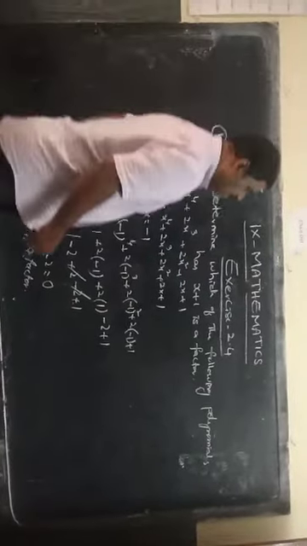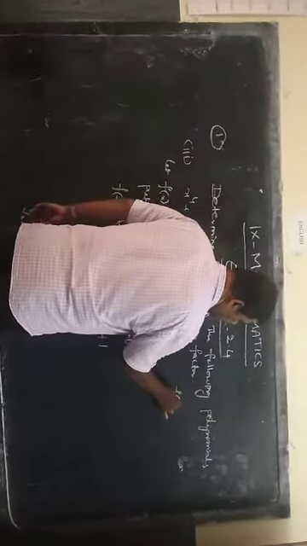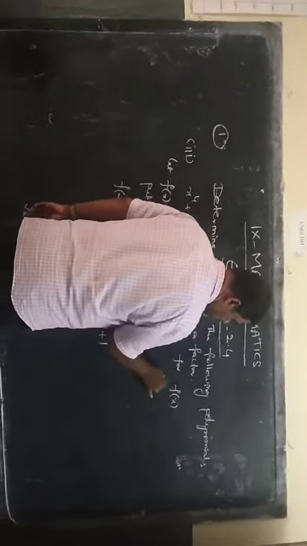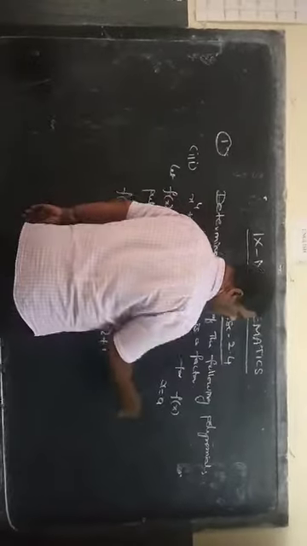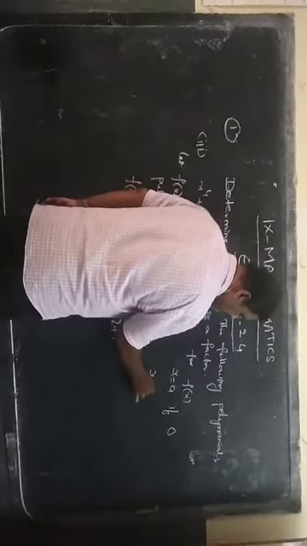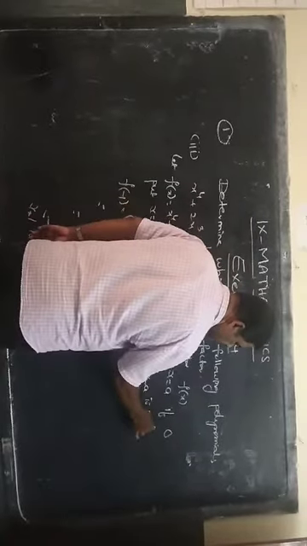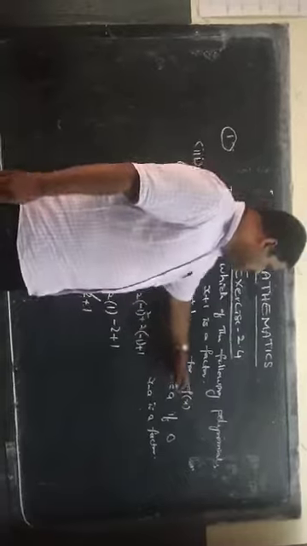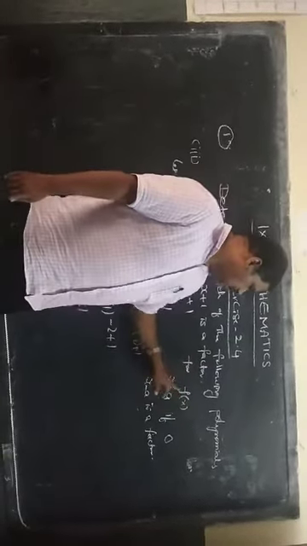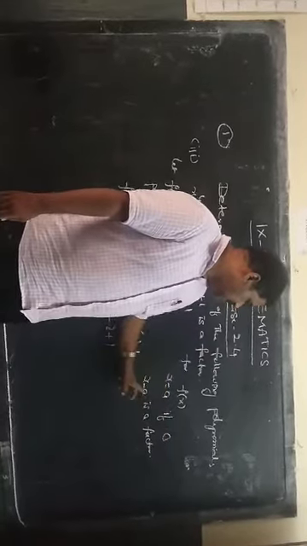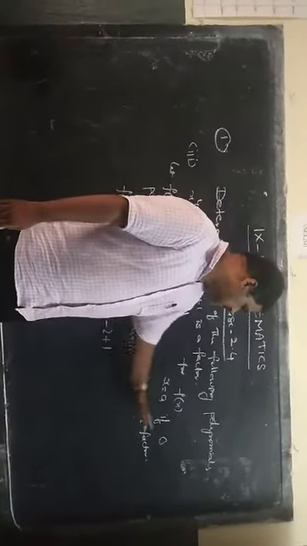So like this, the factor theorem states that for f of x, on substituting x is equal to a, if you get 0 as the answer, then x minus a is a factor. So this is called the factor theorem. f of x is a polynomial. On substituting x is equal to a, if you get 0 as the answer, then you can consider x minus a is a factor.